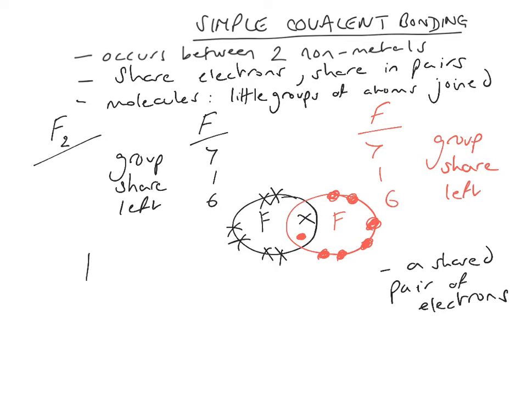Now there's another way that we can represent that sharing. We can say that F is forming a covalent bond with another F atom, with another fluorine atom. And now they're forming that molecule F2. That line or stick between the two fluorine atoms is sometimes called the single covalent bond.